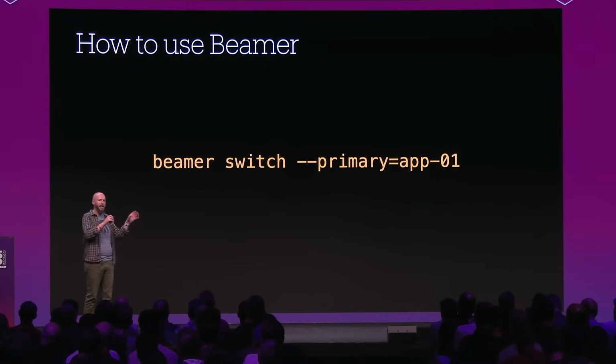You can run Beamer switch at any time, so if you need to do a failover, like if app 1 dies or you just want to move your primary somewhere else so you can take app 01 offline, then you can just call Beamer switch again. All these nodes will reconfigure themselves to start replicating in a different direction. And you could obviously automate this as well if you want to put it in something like Consul so that when a machine dies, it will automatically elect a new one.